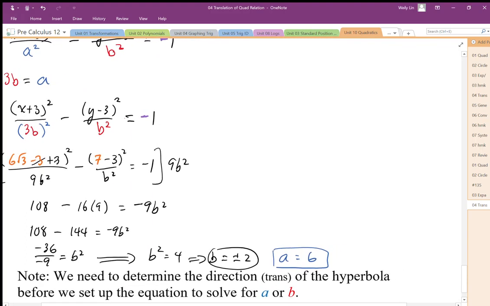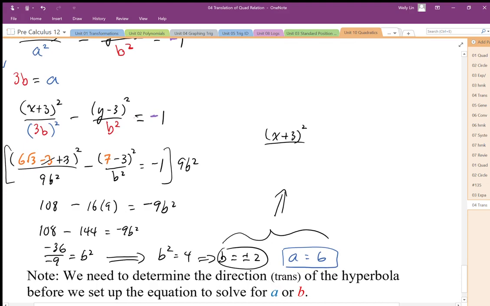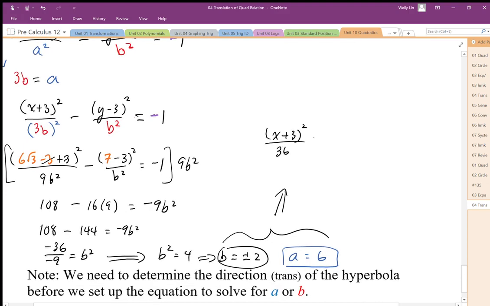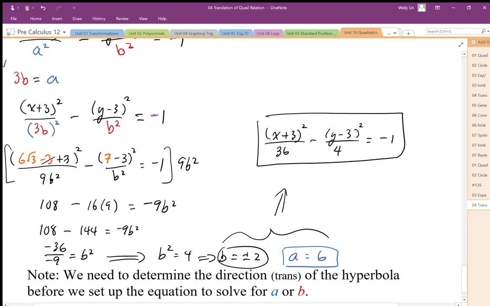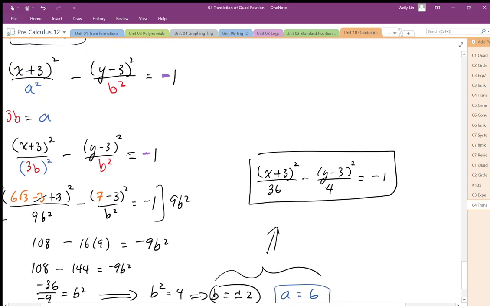I can now finish my equation off. My equation looks like this. It's going to be from here. I'm going to get my final equation, x plus 3 squared over a was 6, so we're going to over 36 minus y minus 3 squared, and the b value was 2, so it's going to be over 4, and it's going to equal to negative 1. There's my equation of my hyperbola.